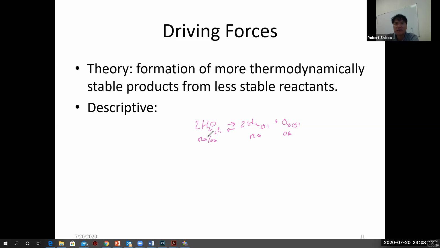And here, there's no driving force because we're going from weaker reducer, weaker oxidizer to stronger. The reverse reaction here is favorable. The reverse reaction would be very favorable because we're going from stronger to weaker. And so in this case, there's no driving force forward, there's a driving force in reverse. And so that's what we're looking for.